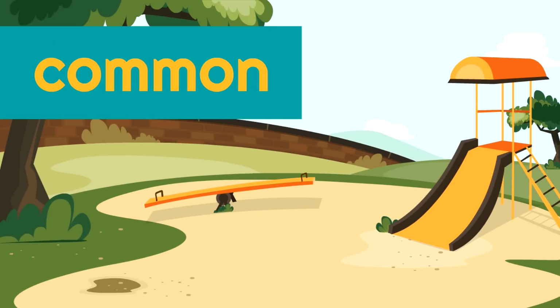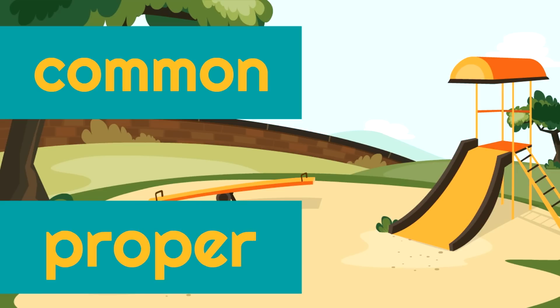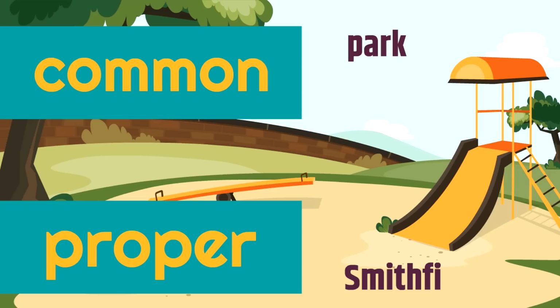Here's another one. Here we have a picture of a park. Park would be the common noun. It's the type of person, place, or thing. Now let's say this park is called Smithfield Park. Smithfield Park would be the proper noun. It is the specific person, place, or thing that this is. It is a park, that's the common noun, and the proper noun is Smithfield Park.